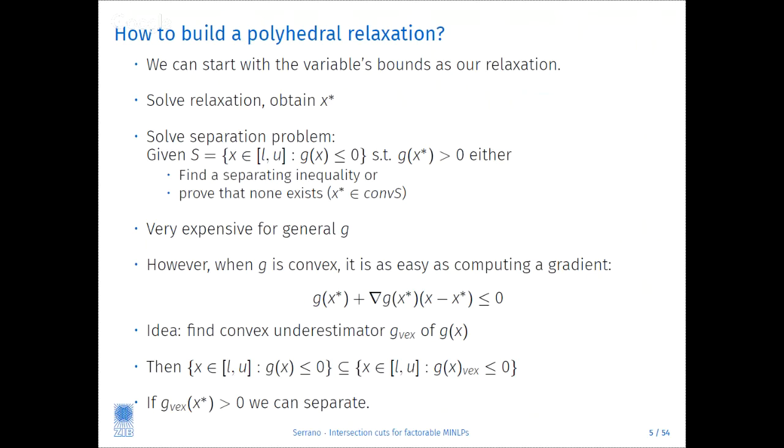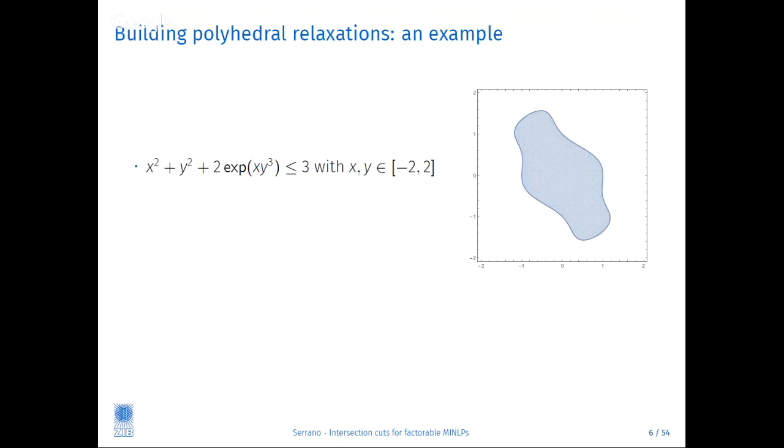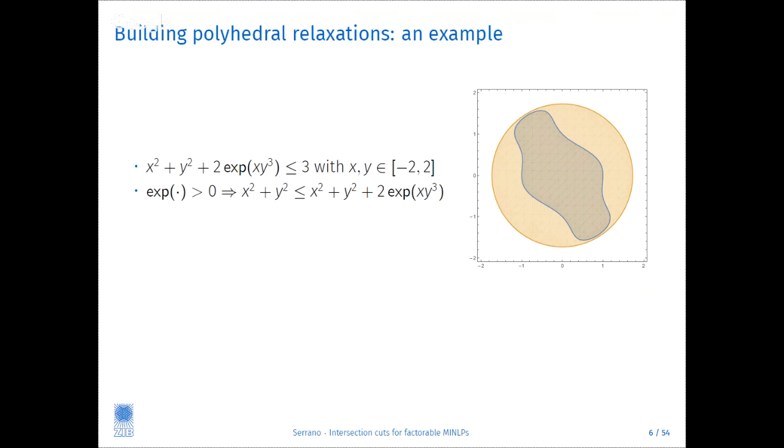So for example, consider this nonlinear, non-convex constraint. This is the feasible region. Here we know that the exponential is not negative, so we can lower bound this expression by just x squared plus y squared. This defines this convex relaxation. Then, for instance, if we had a point here, we could build a cut that separates it from the region. If the point is inside here, then we cannot separate.